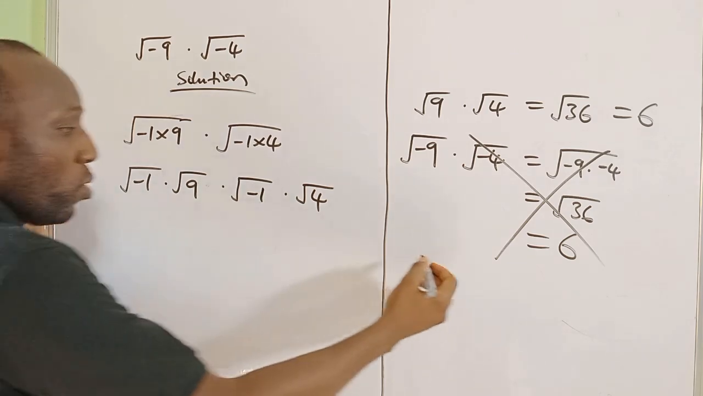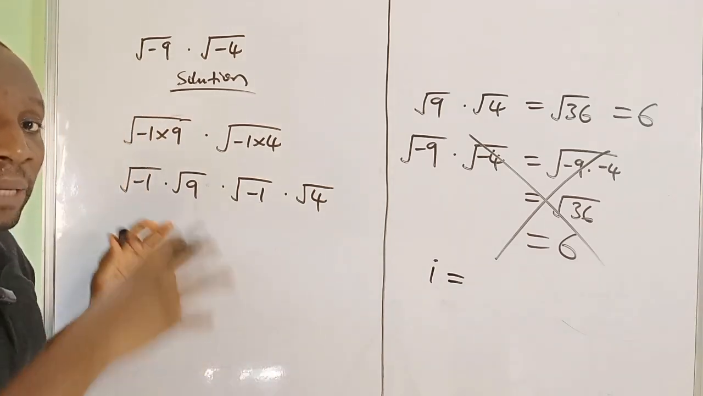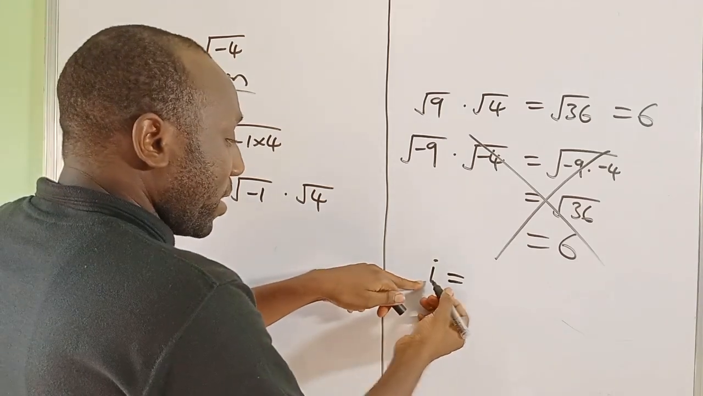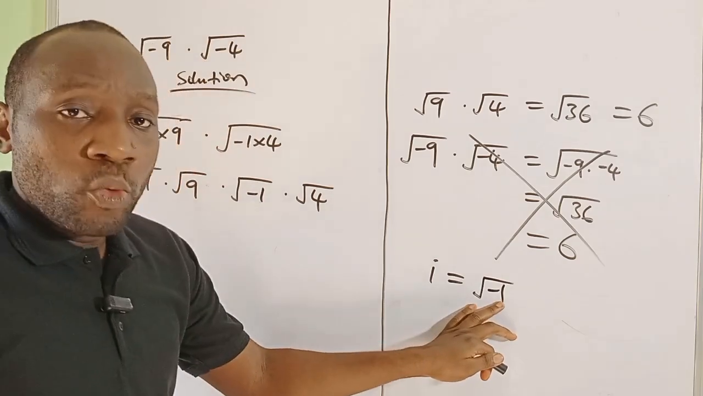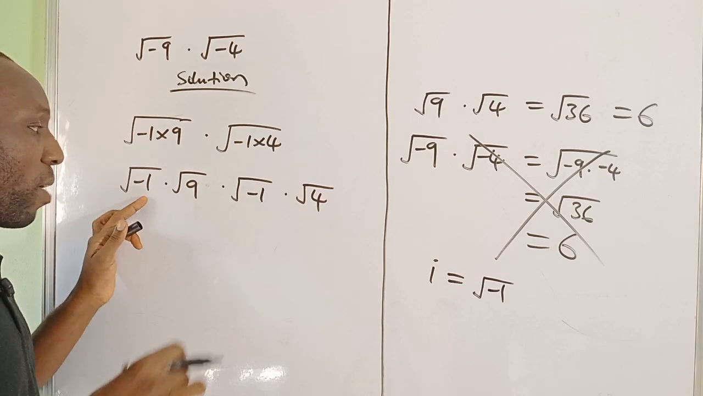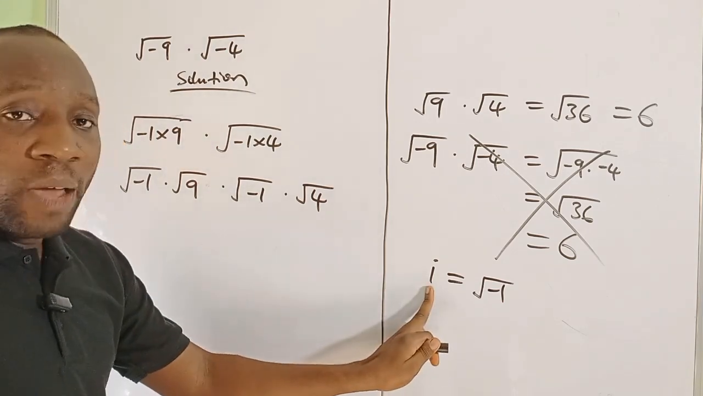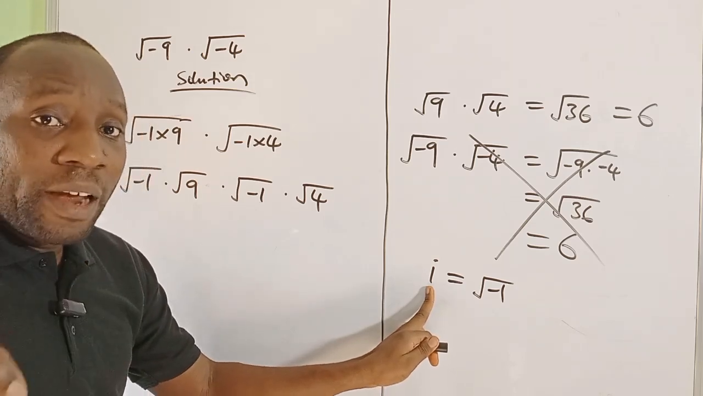The square root of minus 1 is not a real number, it's an imaginary number. So we use i to represent the imaginary unit. i, in this case, will be equal to the square root of minus 1. So I'm going to replace the square root of minus 1 here and here with this i, which is the imaginary unit of an imaginary number.